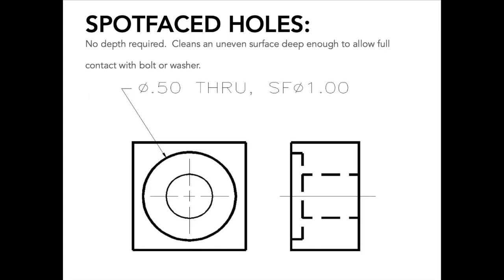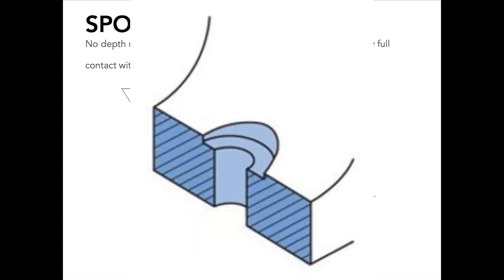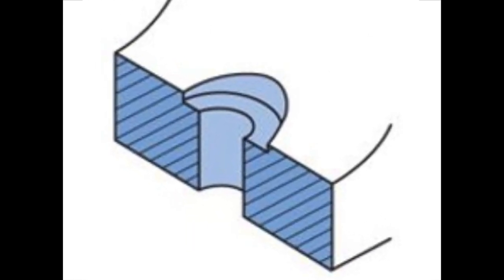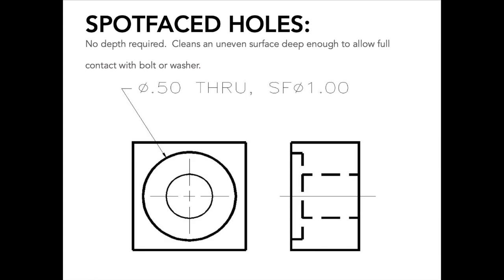Let's take a look at our different holes. A spot face hole is a very shallow counterbore hole, essentially. No depth is required; it cleans an uneven surface deep enough to allow full contact with a bolt or washer. So this is the top view, this is the side view, and you can see there are two diameters, and the spot face is usually just a standard depth. We have the larger diameter that goes this depth here, so that is a diameter of 1, and then we have a through diameter that is 0.5. This is the way you should write that: with a diameter symbol, 0.5 through, comma, SF for spot face, with a diameter of 1, or whatever the diameter would be.